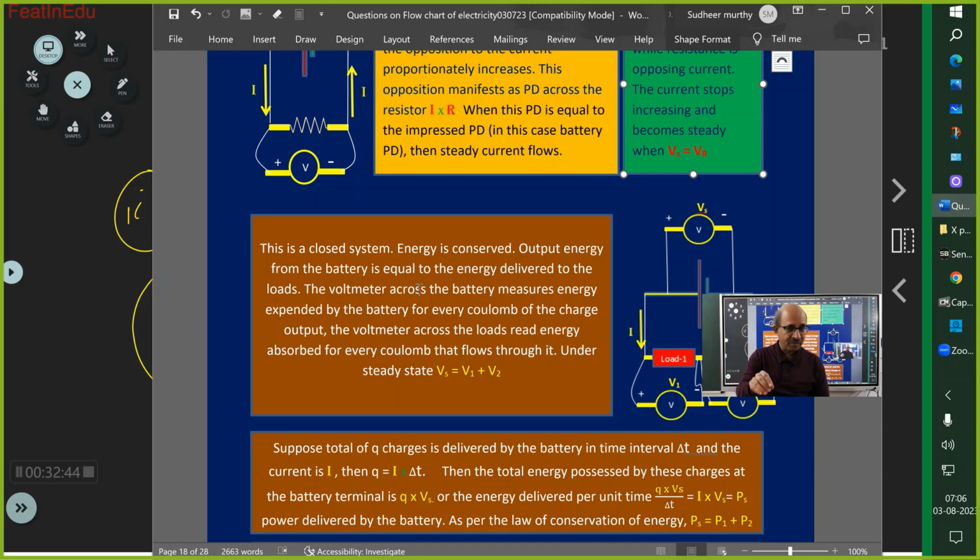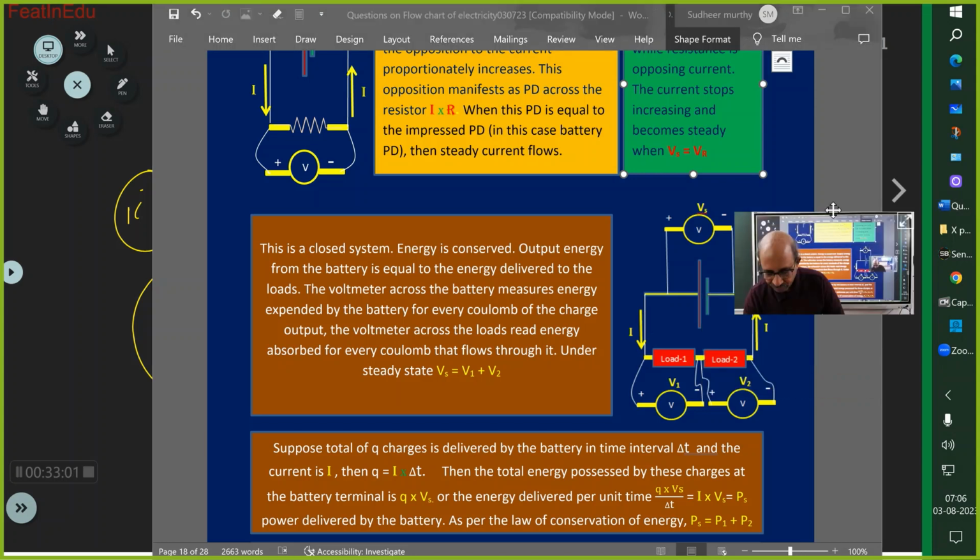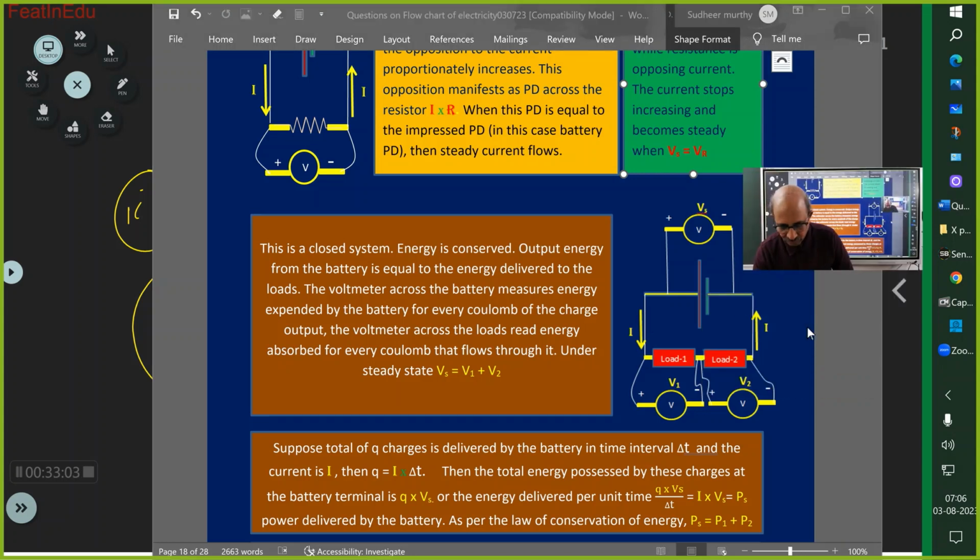Chemical energy is converted to electrical to heat energy. And all these energies, in joules, are conserved. Output energy from the battery is equal to the energy delivered to the loads. Sir, but the heat energy is lost now, sir. Wait a minute. Yes, good question. Heat energy is still there in the system.